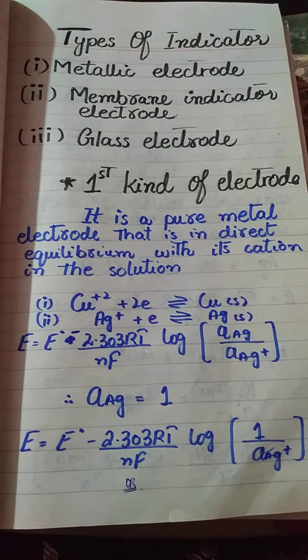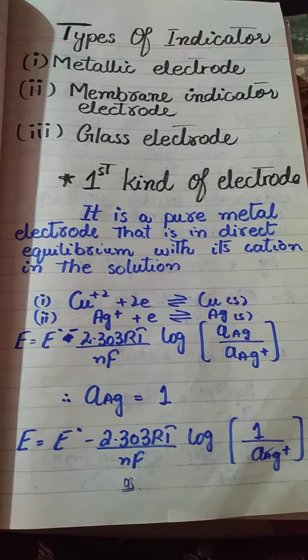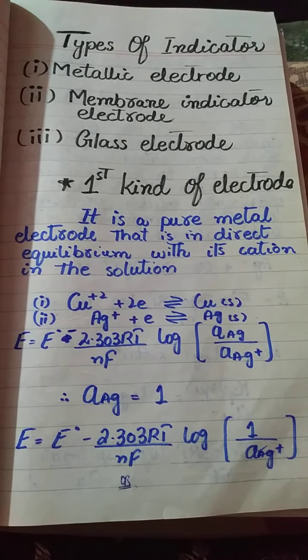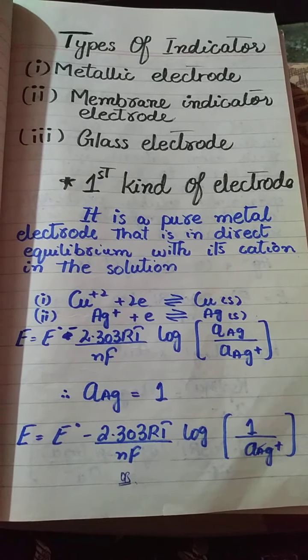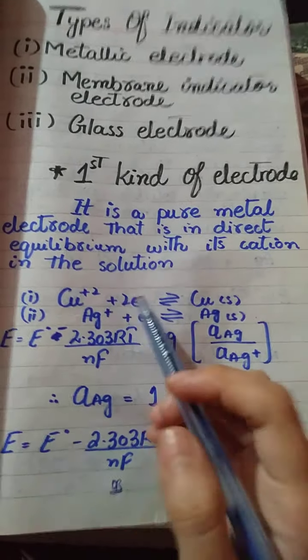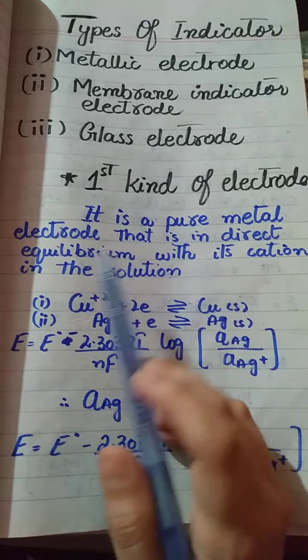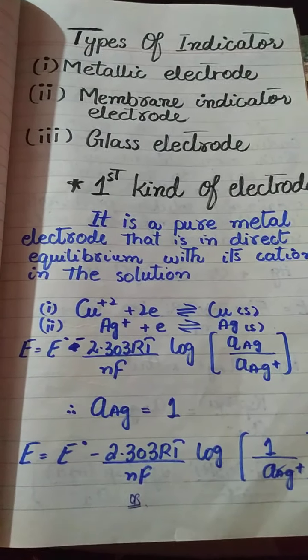In this video we will only cover metallic electrode because it itself has three further types: first kind of electrode, second kind of electrode and third kind of electrode. Let's start with the first kind of electrode. The first kind of electrode is a pure metal electrode that is in direct equilibrium with its cation in the solution.